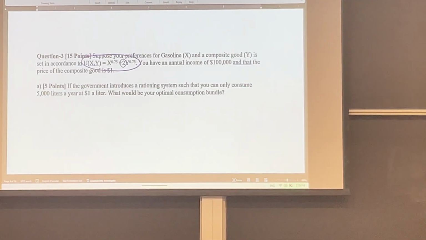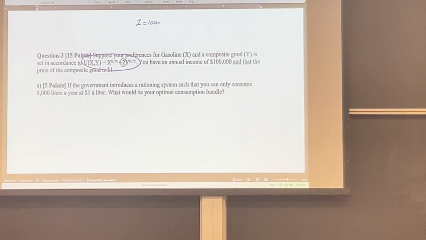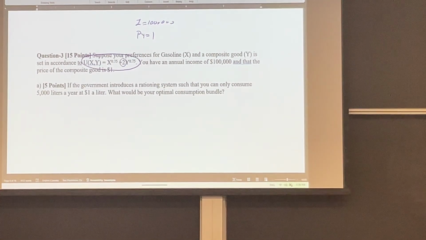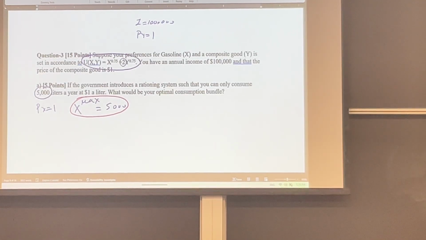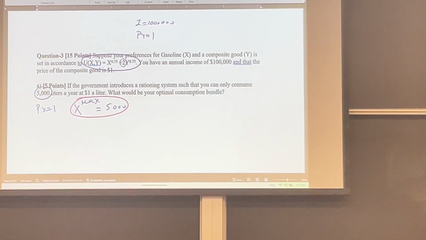The income is 100,000. The price of Y is always 1. In part A, the price of X is 1, but there's rationing. The maximum X you can consume is 5,000. To solve it, you ignore this one, see what the individual wants to do. If you want to consume more, he cannot, you will be rationed. Otherwise, you just leave it as this. Alright? Okay, so we're going to do that here.